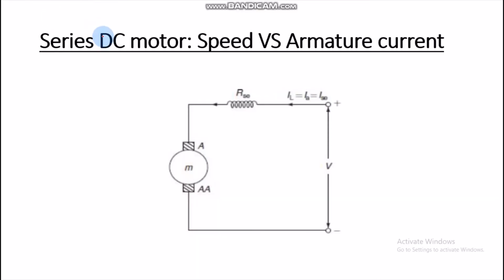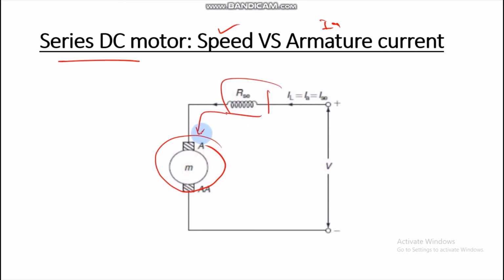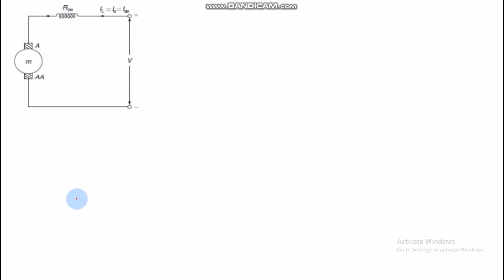Hello everyone, today we are going to learn a DC series motor relation, which is speed versus armature current, which is IA. In a series DC motor, the armature winding is connected with the field winding in series, which is shown in the diagram.